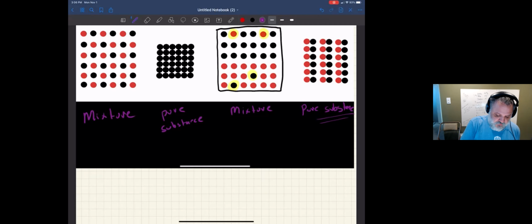That's a homogeneous mixture. Well, what do we have here? What about the mixture on the left? The red particles and the black particles are evenly dispersed around each other. So the composition is the same. So this is a homogeneous mixture.